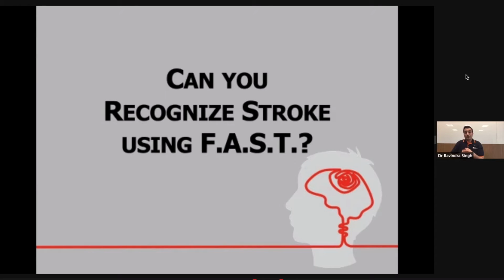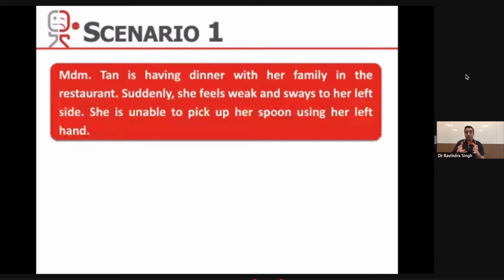So now we do a simple quiz on whether we can recognize the stroke using FAST. So there'll be a polling quiz. I'm reading a scenario and there'll be options. Then you have to choose according to you what will be your step when you face this scenario.